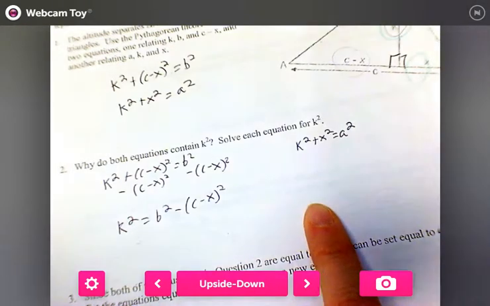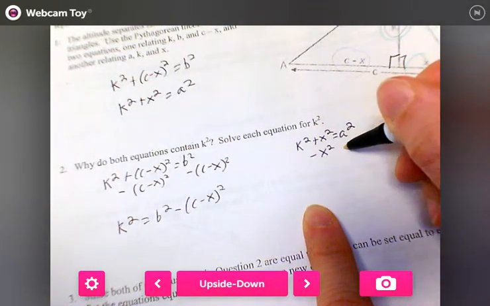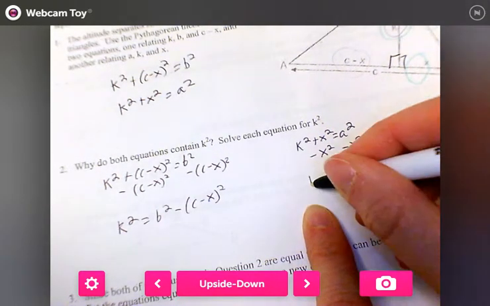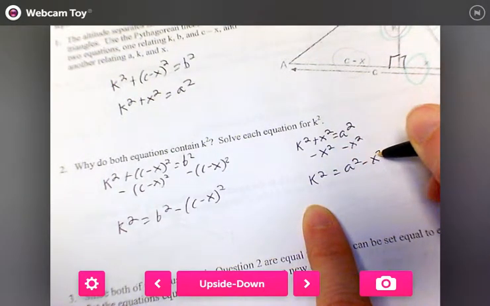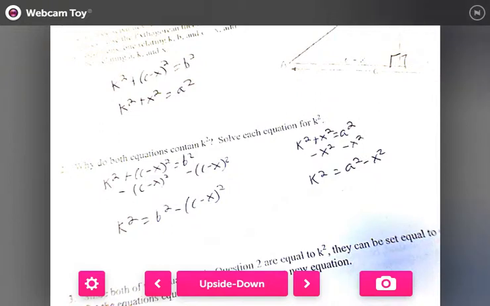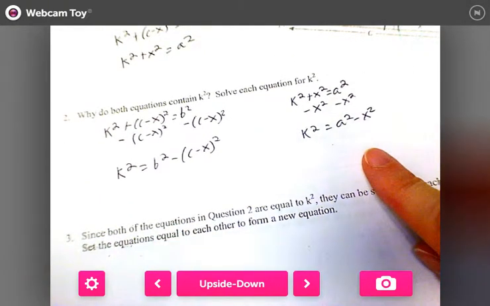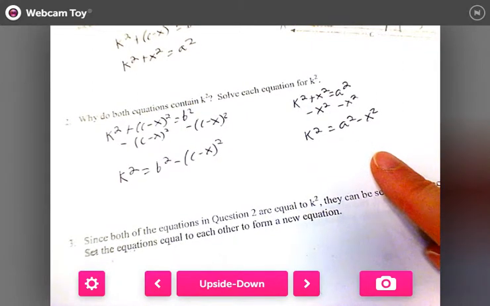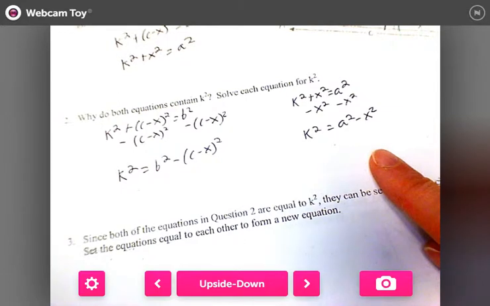Okay, so I'm going to subtract X squared from both sides. And I'm going to end up with K squared equals A squared minus X squared. Okay, so far I know that's a lot of letters and it looks crazy, but it should be pretty straightforward math, right? We did the Pythagorean theorem, which you guys all know. And then we just subtracted to get K squared all by itself.